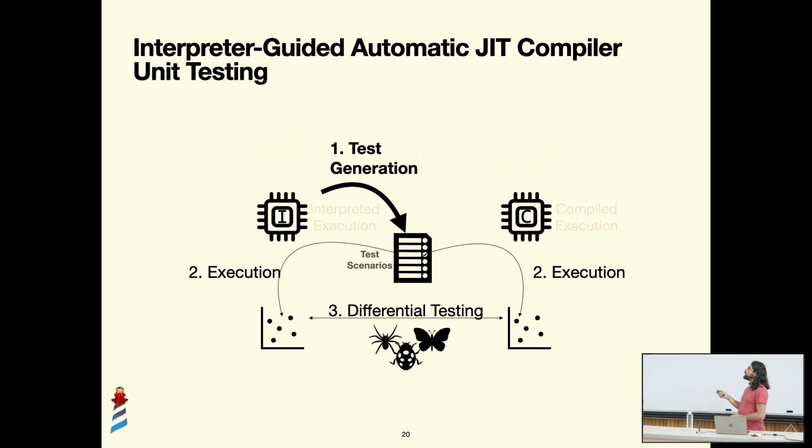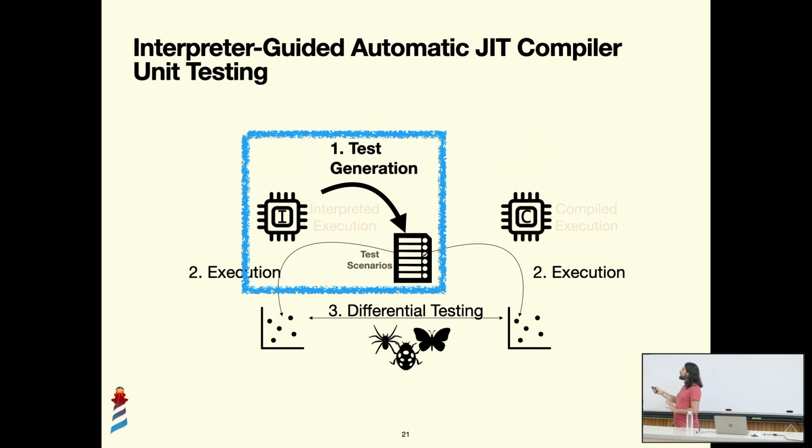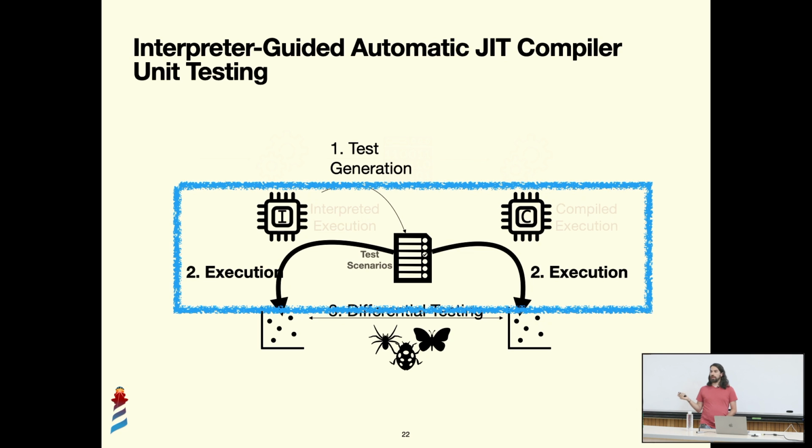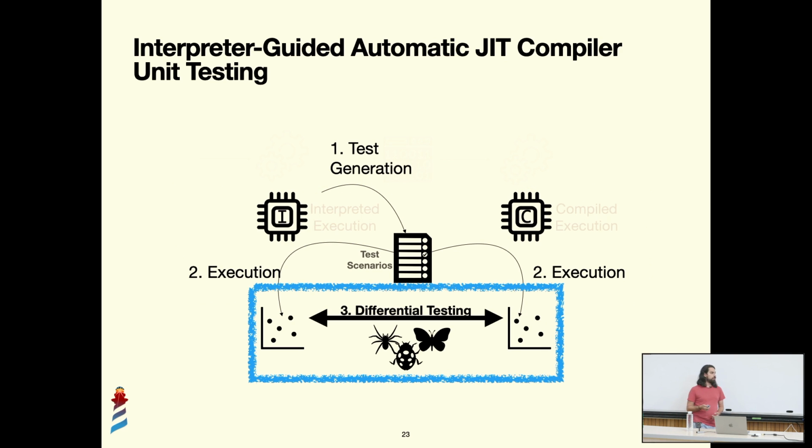OK, can we maybe automatically guide the generation of tests from the interpreter? The idea is that I take the interpreter and automatically generate valid tests from it. Then I execute those tests in both the interpreter and the compiler, and I compare the results. Of course, if there is a difference between the results, it means there is a bug in one of them. I don't know which one, but then we can look at the errors and see where the problem is.